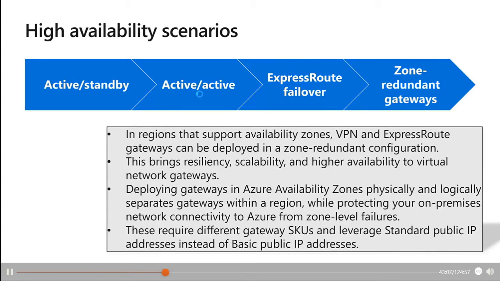And then I have the last one, which is the zone redundant gateways. So in regions that support availability zones like East US, West Europe, North Europe, VPN and ExpressRoute gateways can be deployed in a zone redundant configuration. This will bring resiliency, scalability, and higher availability to the virtual network gateways because you're deploying gateways in an Azure availability zone, so physically and logically separated gateways within a region. So one goes to one zone and the other goes to another zone, and of course you protect this against power and networking failures, and cooling also, because each zone has its own independent one.